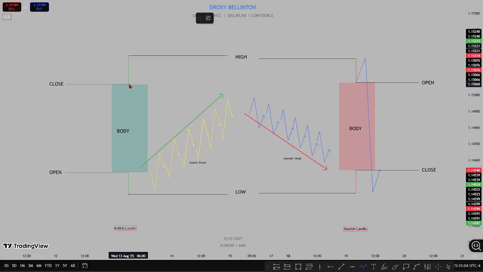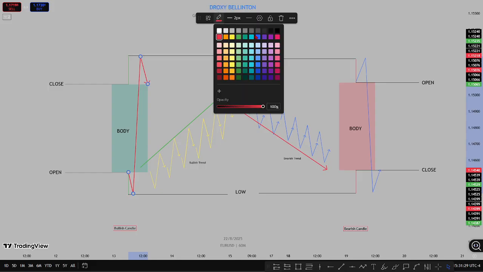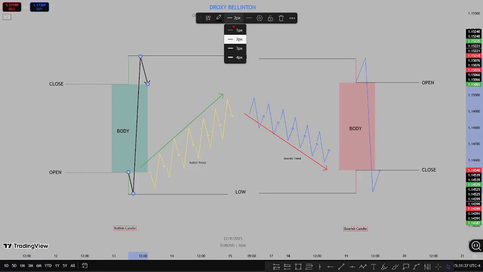Okay, so I'm done with what I'm supposed to do, and I'll be doing the next video, which will be talking about market structures and how you can link them to the candlestick anatomy. Because you can link market structure to candlestick anatomy. Yes. So we're going to learn about that also.